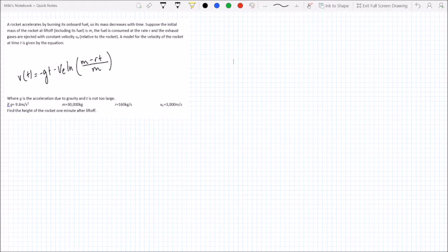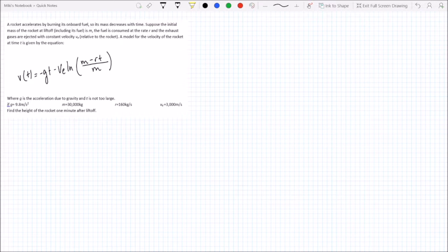Integration by parts is sometimes required for word problems. In this case, we have a rocket accelerating by burning its onboard fuel so its mass decreases with time. We suppose the initial mass of the rocket at liftoff, including its fuel, is m, the fuel is consumed at the rate r, and the exhaust gases are ejected with a constant velocity of ve relative to the rocket.